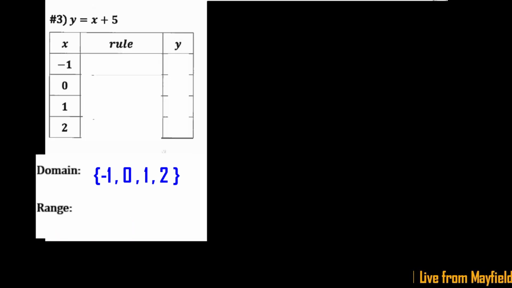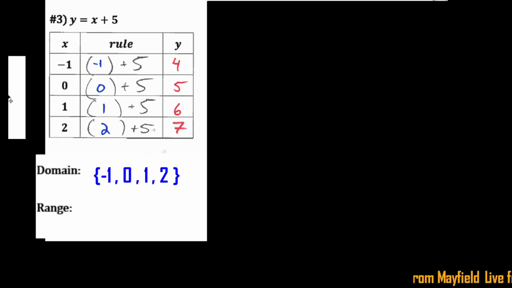Moving on to the back, halfway done. This one's super simple, as you're only increasing it by 5. So whatever your x value is, you're now just increasing it by 5. So I have -1 plus 5 is 4, 0 plus 5 is 5, 1 plus 5 is 6, and 2 plus 5 is 7. So again, notice that pattern.